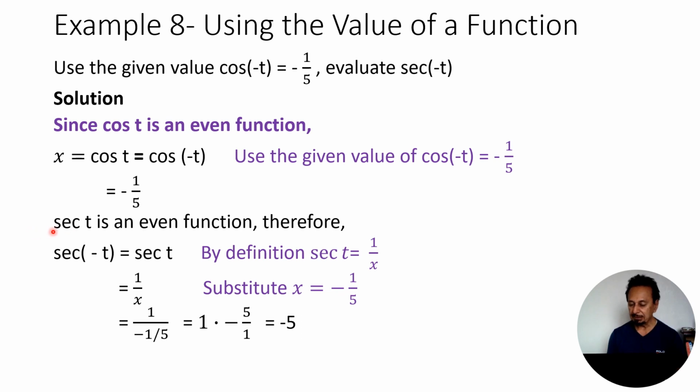Now we're going to find the secant of negative t. Secant t is also even, so we write secant of negative t equal to secant of t. Secant of t is equal to 1 over x, and x is negative 1/5. So it becomes 1 over negative 1/5, which means 1 times negative 5 over 1, which means negative 5.